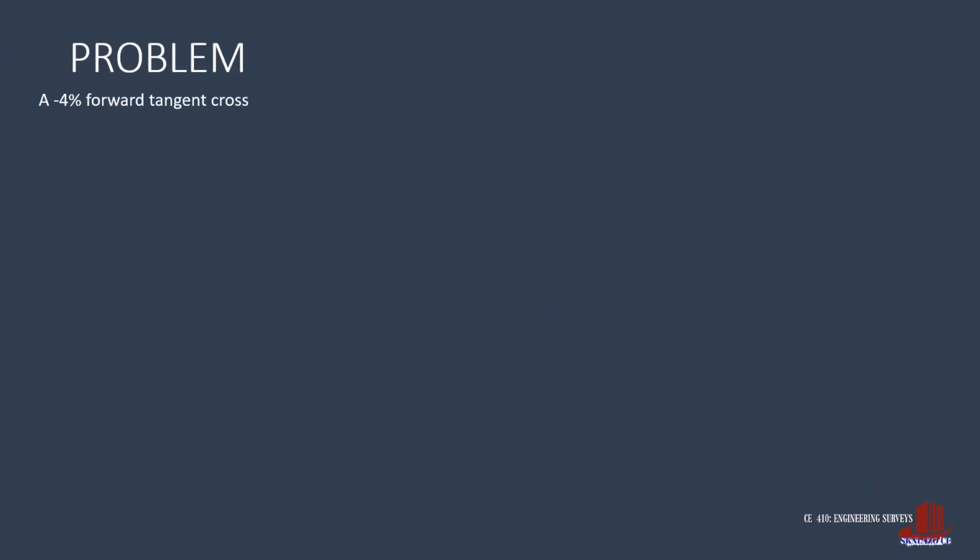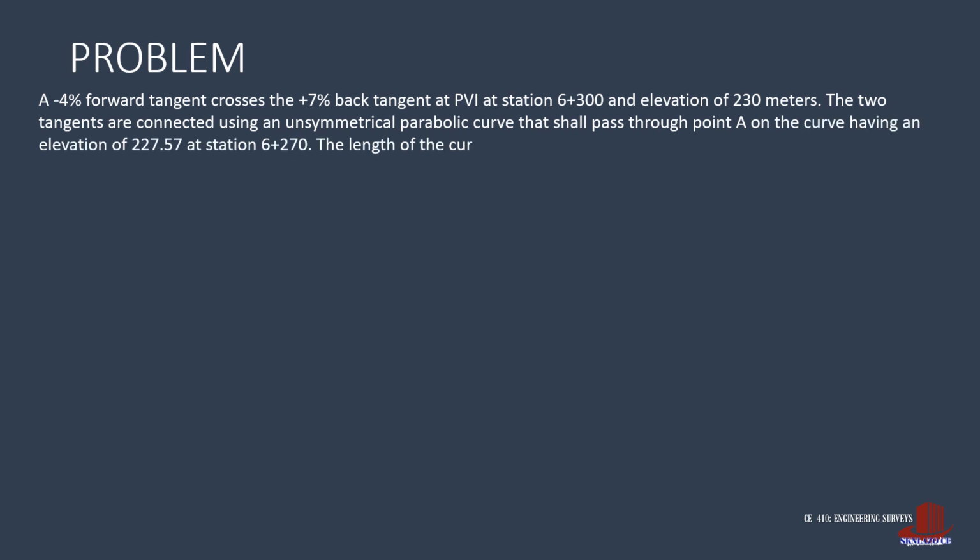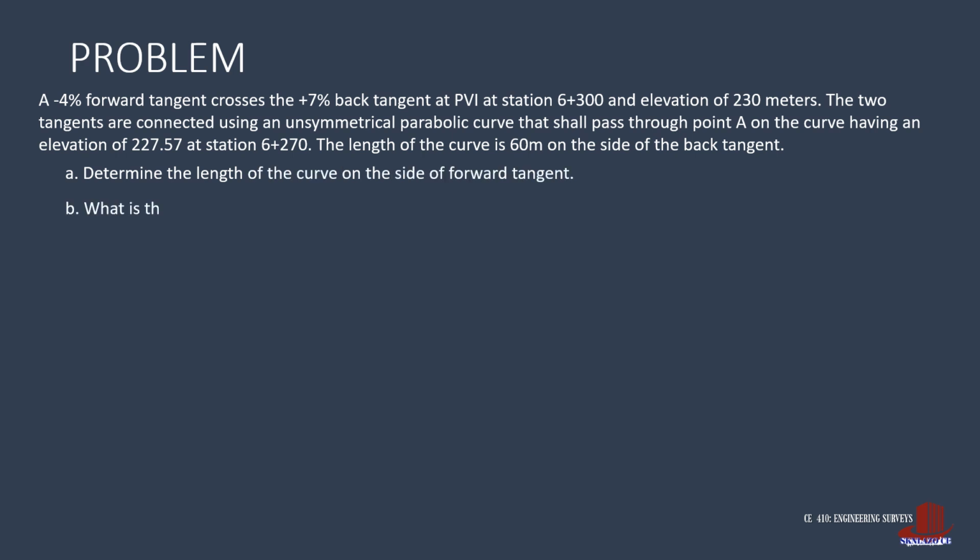A forward tangent of -4% and backward tangent of +7% meet at PVI with elevation of 230 meters and station 6 plus 300. They are connected by an unsymmetrical curve. The curve passes through point A of elevation 227.5 and station 6 plus 270. Also given is the length of the first curve at 60 meters. The first task is to find the length of the second curve, then to locate the station of the highest point, including its elevation.